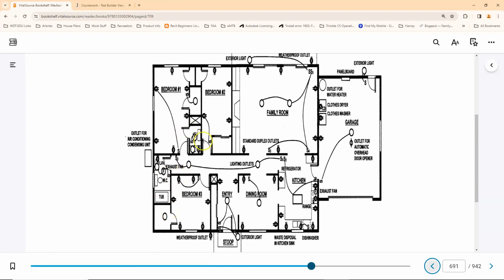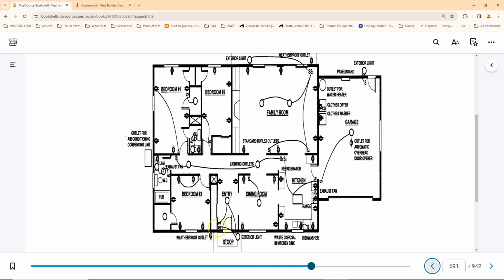When we're doing a switched circuit based on 3 different switches, remember that the 2 switches at the far end of the circuit opposite each other are going to be 3-way switches. The one in the middle is going to be a 4-way switch.